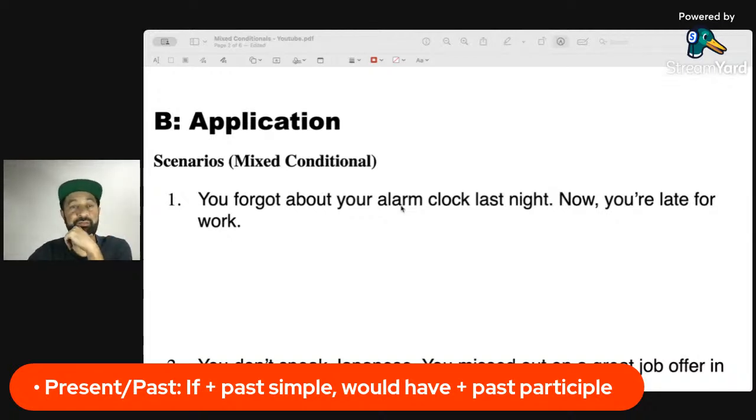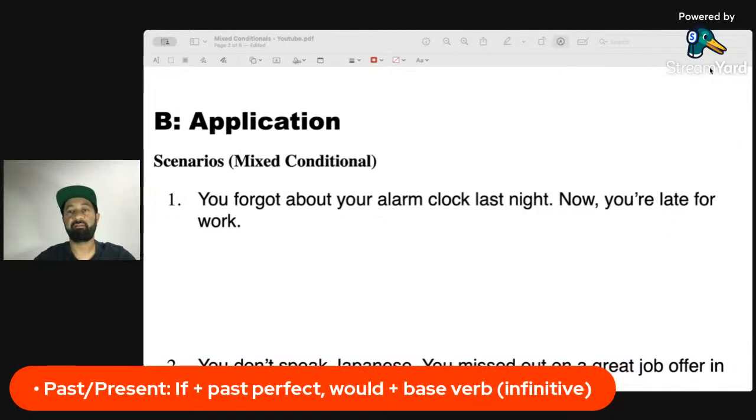Let's look at the first one. You forgot about your alarm clock last night. Now you're late for your work. All right, what would your answer be for this? You're late for work. That means right now. So let's look first. Am I going to use this pattern or am I going to use that pattern?